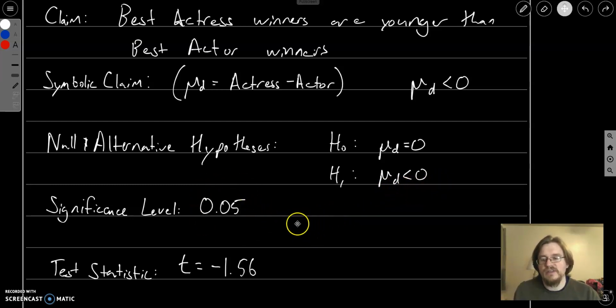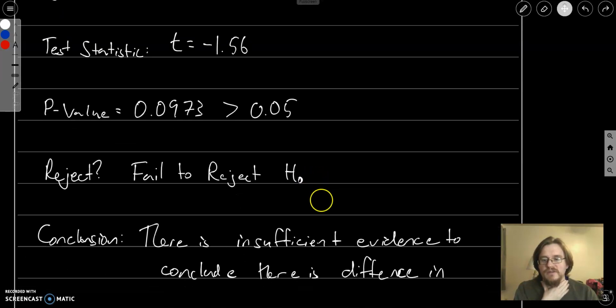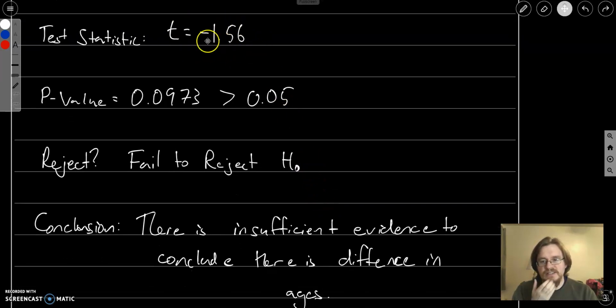Our significance level in the question was 0.05, and we were able to plug this into StatCrunch and come up with the following. We found the test statistic, and the p-value associated with that test statistic was in fact bigger than the significance level. So that means that the 5 matched pairs that we found were not unusual, so we can't really reject H0. So there was insufficient evidence to conclude that there is a difference in ages.